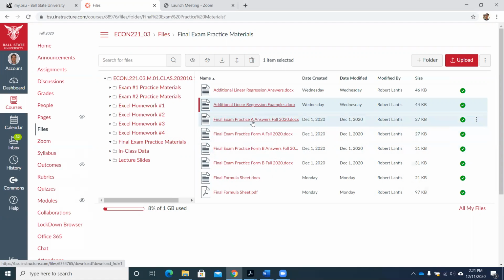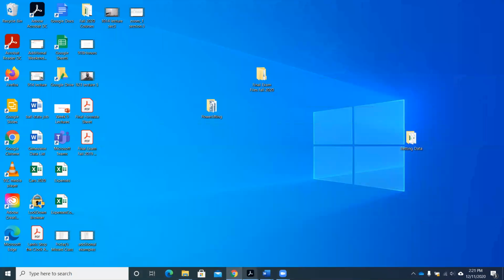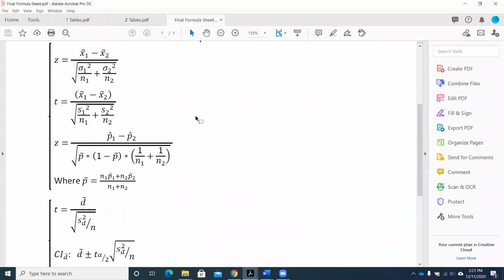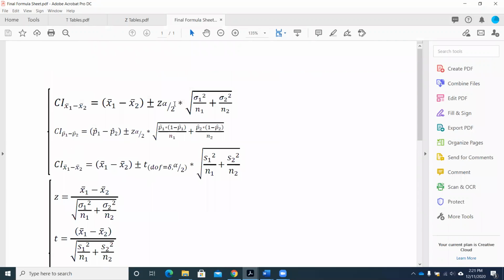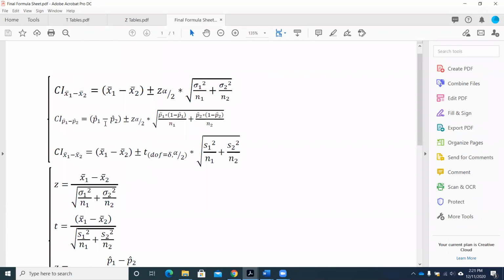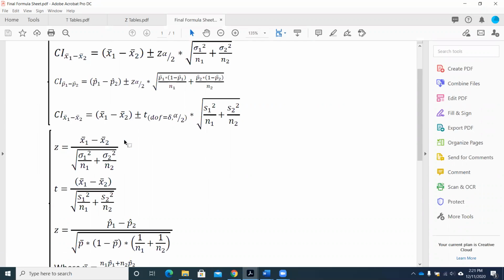Okay, so that's up on the YouTube playlist. So those would be two good things to review. If we look at that formula sheet, here we've got our confidence interval equations, and that's going to be a good thing to identify prior to taking the exam. Here are your confidence interval equations for three different types of examples.